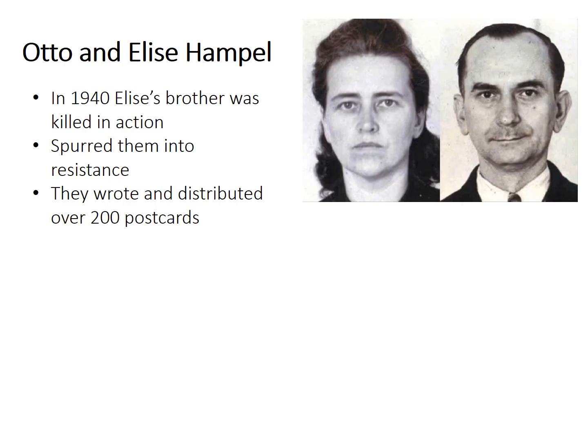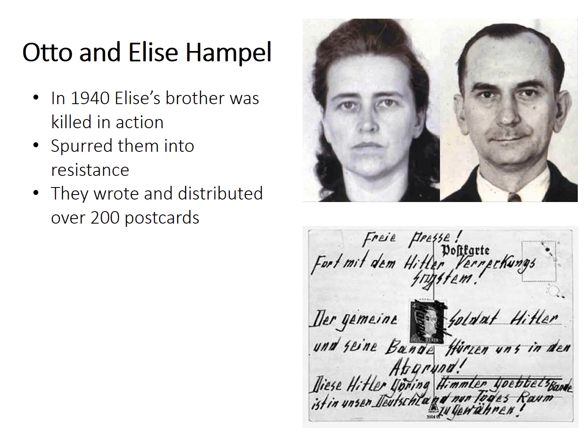Let's start with probably my favourite example of opposition, Otto and Elise Hampel. And this is them on the right hand side. Now, in 1940, at the start of the war, Elise's brother was killed in action, and these two working class people from Berlin were suddenly spurred into resistance. Angry at what had happened to Elise's brother, they wrote and distributed over 200 anti-Nazi postcards. Here's an example of one.